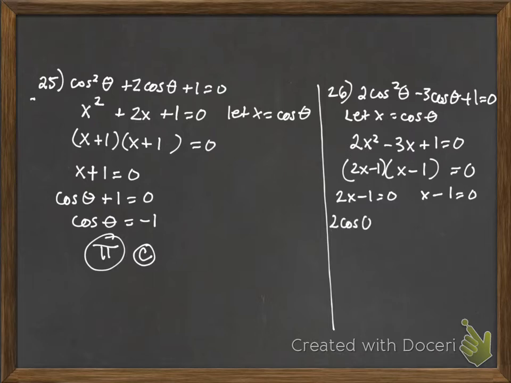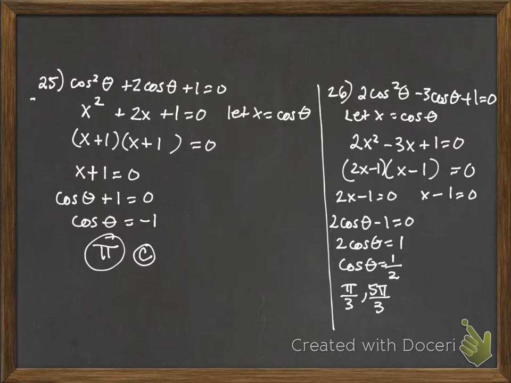Resubstituting in cosine, I get 2 cosine theta minus 1 equals 0. 2 cosine theta equals 1. Cosine theta equals 1/2. So where does cosine theta equal 1/2? Cosine is positive in quadrant 1 and in quadrant 4. So for that one, we get pi over 3. That's a quadrant 1 angle. And then 5 pi over 3 is the quadrant 4 angle.